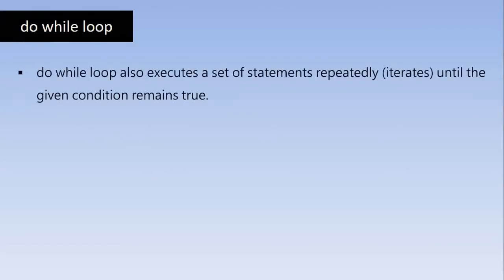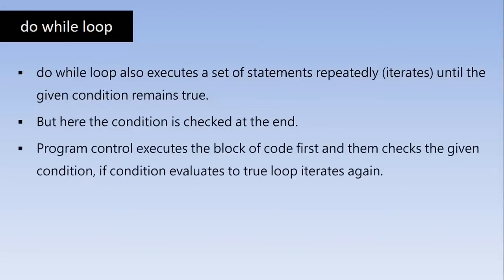And now we'll understand how the do while loop works. Do while loop also executes a set of statements repeatedly until the given condition remains true. But here the condition is checked at the end. Program control executes the block of code first and then checks the given condition. If the condition evaluates to true, the loop iterates again. That means first the block of code is executed, then the condition is checked. So here is how it looks.